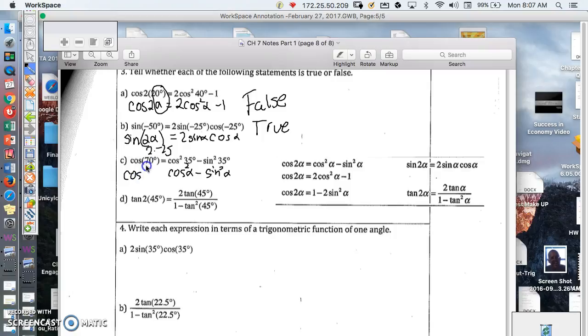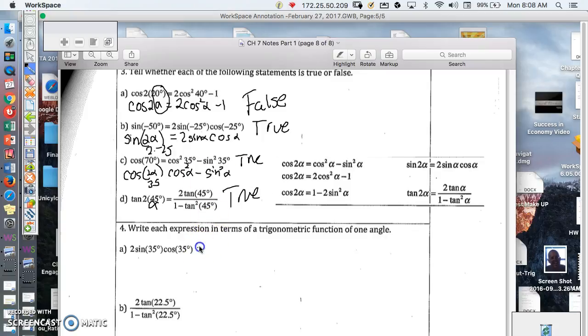Let's see, we got cos squared, so this is cos squared of alpha minus sine squared of alpha, and this is the cos of 2 alpha. Well, alpha would be 35, so that works. So that would be true. And then this last one, that's our tangent. And our alpha is 45, which it is over here, so that would be true as well.